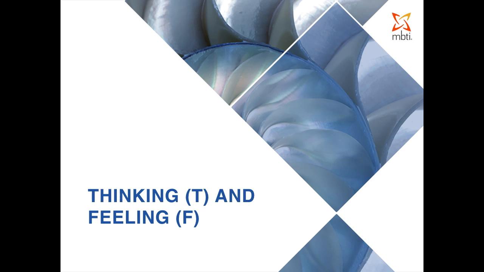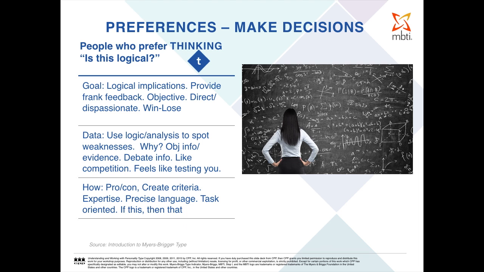So how would you spot someone who is a thinking or feeling type? Thinking and feeling is really how we make decisions. So people who prefer thinking may ask, is this logical? If you are in a group meeting with them and they're trying to make a decision, they're going to see, well, what are the logical implications? They're going to provide you frank and candid feedback.